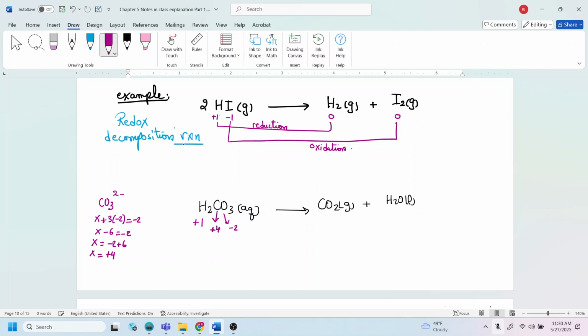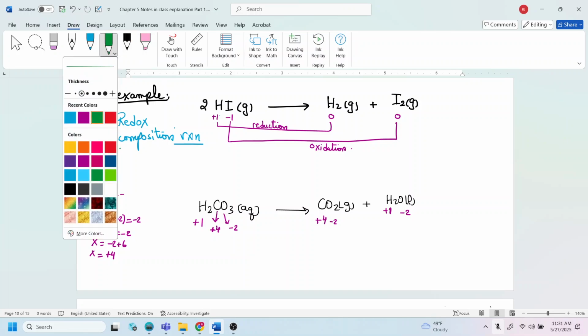Going to carbon dioxide in here, oxygen is still -2. So -2 times 2 is -4, so this carbon has to be +4 to balance that. And the hydrogen here is a +1, so I have a +2 for the hydrogen. So I need a -2 to balance for the oxygen, so the oxygen here is a -2. Notice what I have here, you guys.